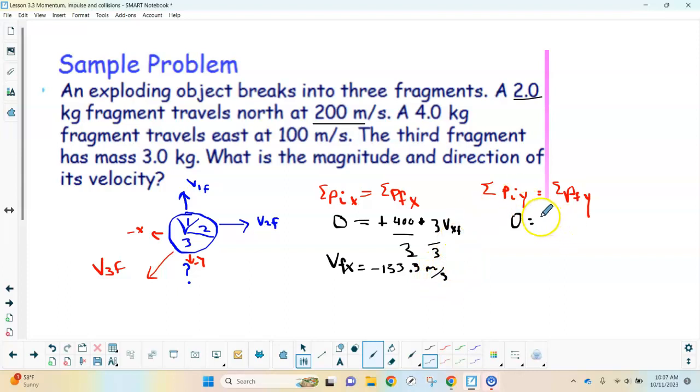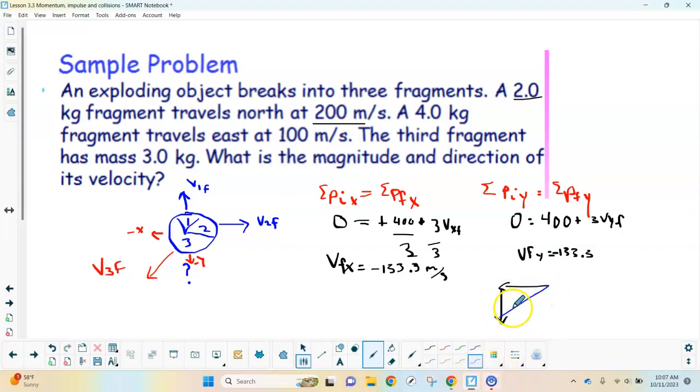For the Y, it actually turns out to be the same number because in this one it's 4 times 100, so that's 400, and we still have the 3, and this time it's VYF for 3. So we're going to do the same math and divide through by 3. So VFY turns out to be negative 133.3. So we have our 2 components: 133 going to the left, and 133 going down.